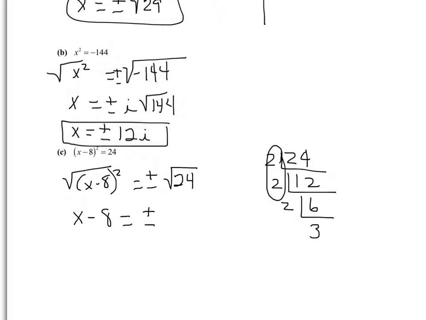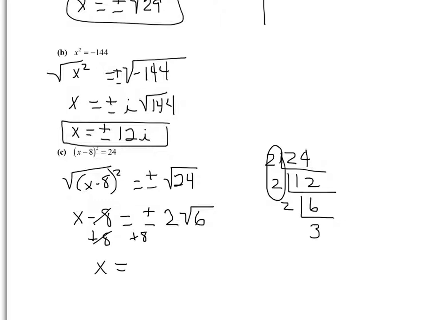Now when I simplify square root of 24, what I've circled, the pair of 2's, I'm going to have a 2 that comes outside. What I didn't circle, I multiply back together. 2 times 3 is 6. That will stay under the radical. So right now I have x minus 8 equals plus or minus 2 times the square root of 6. I'm almost done. Remember, my goal is to solve for x. I can add 8 to each side, and that will get the x by itself.